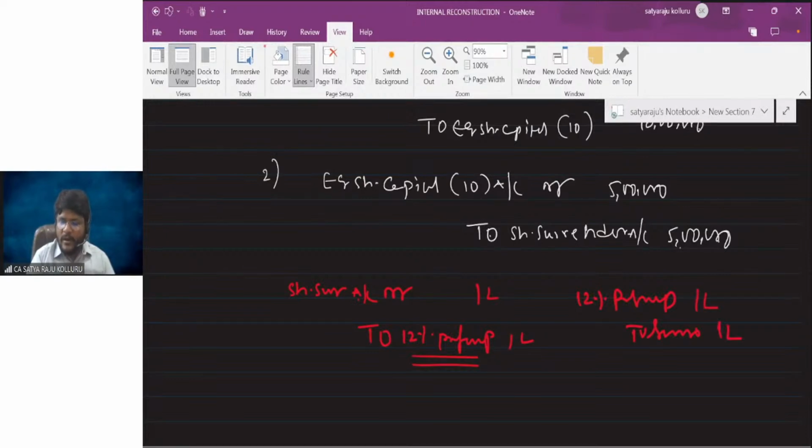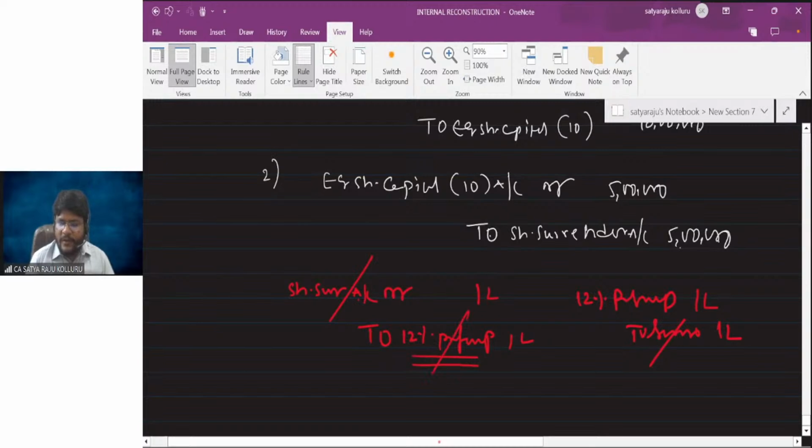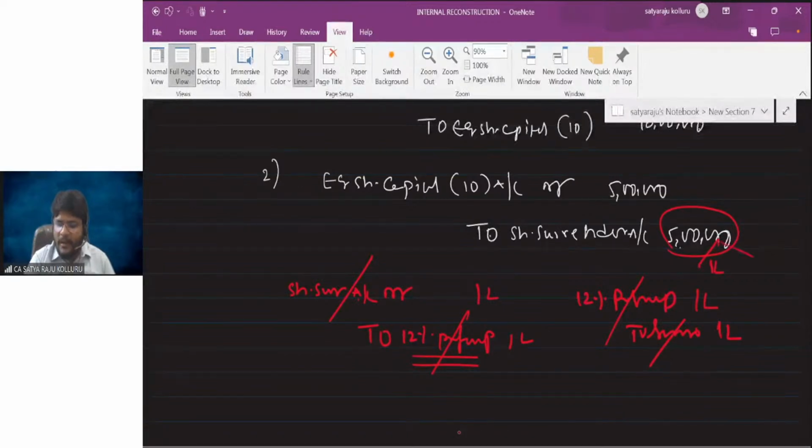1 lakh, 1 lakh. Sir, what happened with this, sir? Share surrender debit, share surrender credit. 12% preference share capital credit, 12% preference share capital debit. Now, simply how you can presume on behalf of writing these two entries. Now, for the existing shareholder, out of 5 lakhs, 1 lakh is preference share capital, remaining 4 lakh is equity share capital. If you presume like that, then it is more than enough.